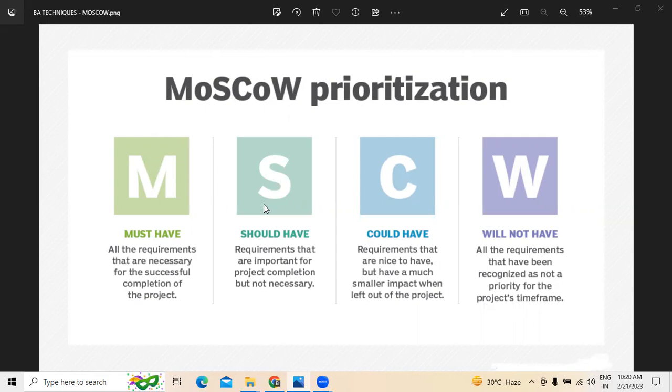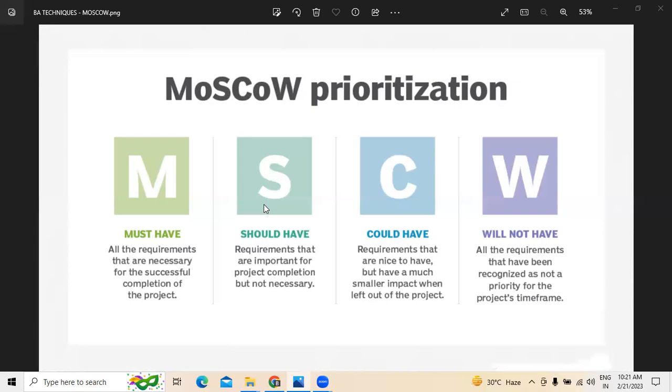Apart from all this, there is one technique called the MoSCoW technique, which is used to prioritize the requirements, especially whenever we have gathered the requirements from the customer. We should be in a position to understand what kind of requirements we need to develop based on the priority. Generally this prioritization is divided into 4 different parts. M stands for must have, should have, could have, and will not have.